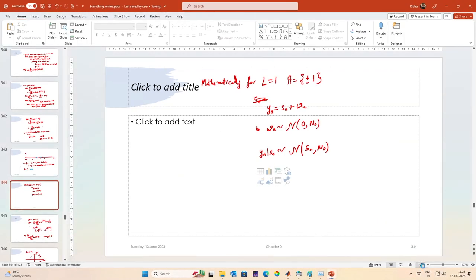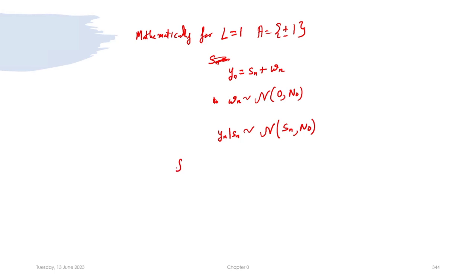Or I get f_Y given S_n equals 0, or S_n equals minus 1, equals N_0, N_0 squared.